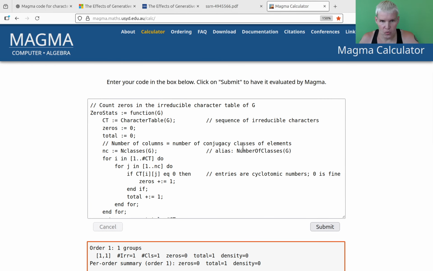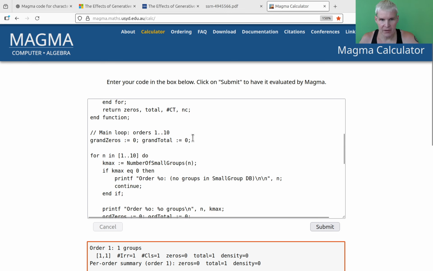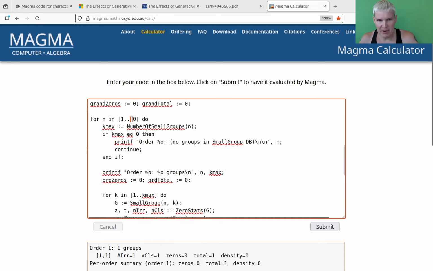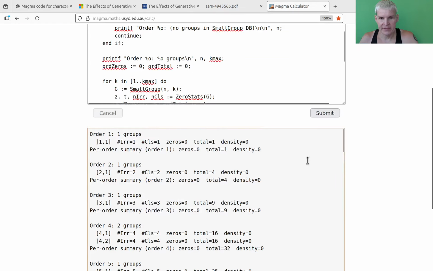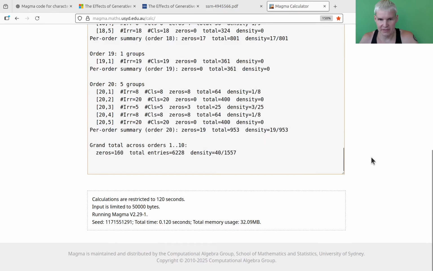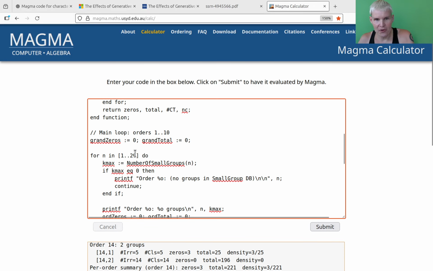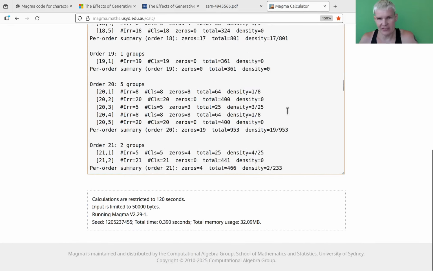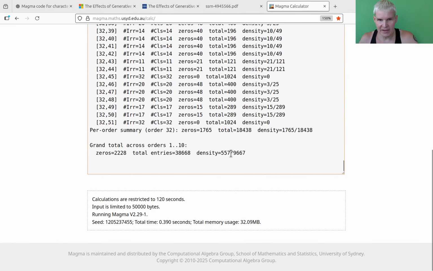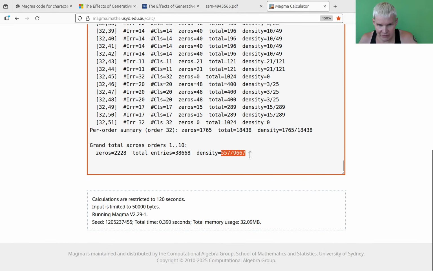So here it generates a character table, whatever. So for n, well, maybe we run it to 20, see what happens. Submit. The density is still pretty low, so maybe let's run it to, I don't know, 32 or something. 32 is a good number usually for groups, and it's essentially instant. It's pretty good. The density rose.